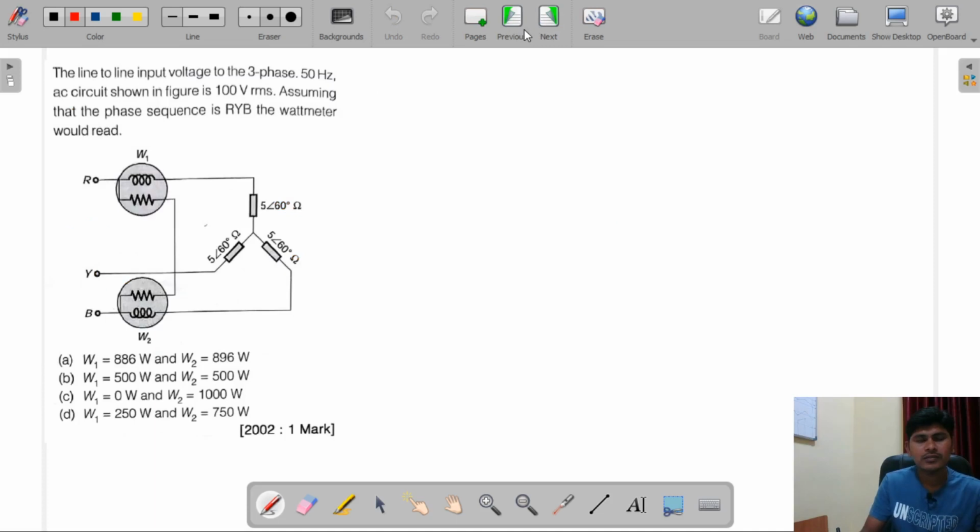Coming to this problem: the line to line input voltage to the three-phase 50 Hz AC circuit shown in the figure is 100 volts RMS. Assuming the phase sequence is RYB, the wattmeter would read... Now, VL is equal to 100 volts is given. Z is equal to phi at an angle of 60 degrees.